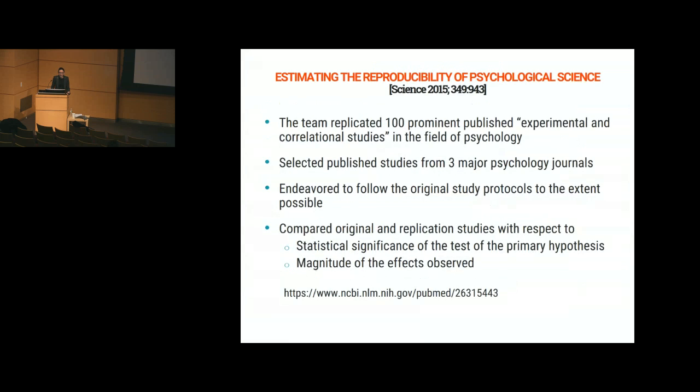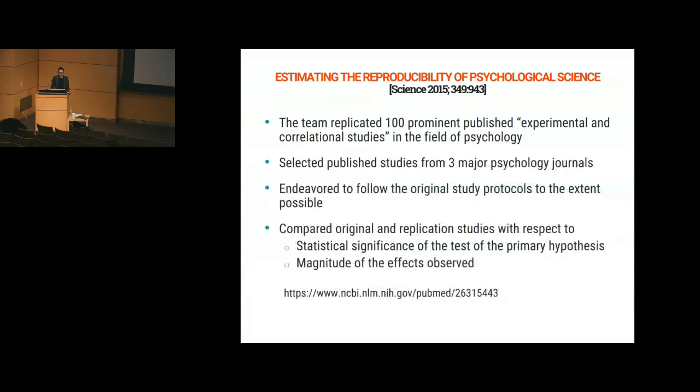Finally, this is a big report by the Psychological Science, so I'm moving on to a different topic. And they had this paper in Science in 2015. They tried to replicate 100 prominent published experimental and correlational studies in the field of psychology.